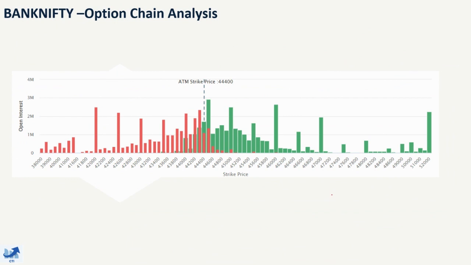So what does the option chain analysis reveal in the Bank Nifty? The same thing, we can see too much call writing has taken place.